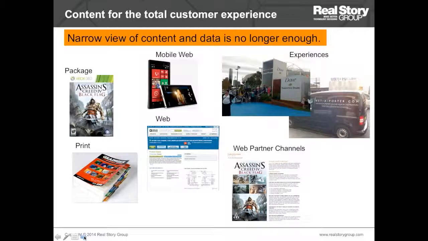It's also going out to partners, so if you have retailers or you have places that you're syndicating your content, you need to think about that as well. And then finally, it's also going into tangible experiences.